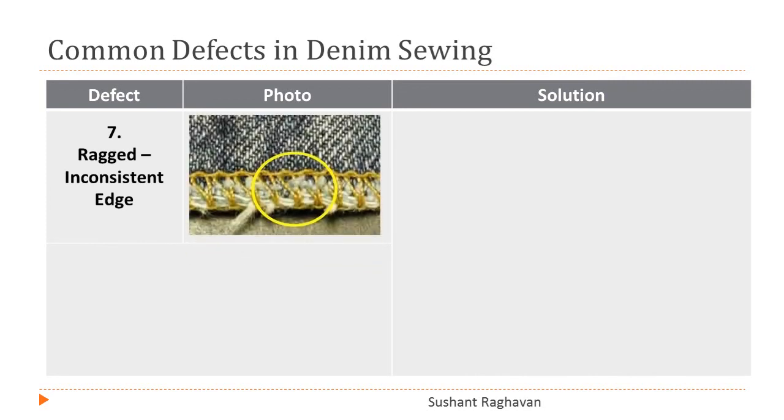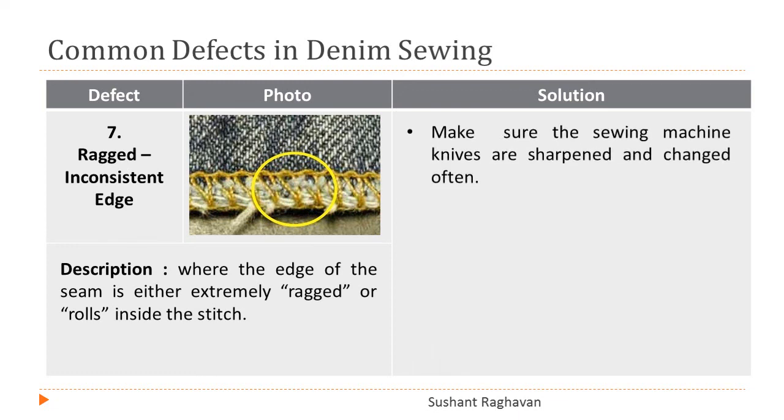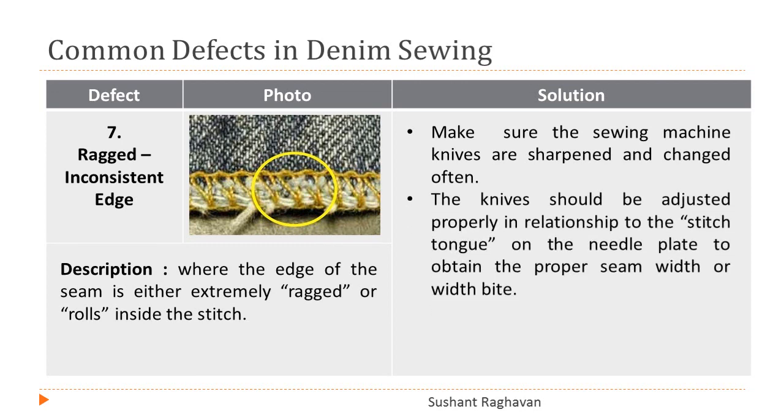Ragged inconsistent edge. Description: where the edge of the seam is extremely ragged or rolls inside the stitch. Make sure the sewing machine knives are sharpened and changed often. The knife should be adjusted properly in relation to the stitch tongue on the needle plate to obtain the proper seam width or width bite.